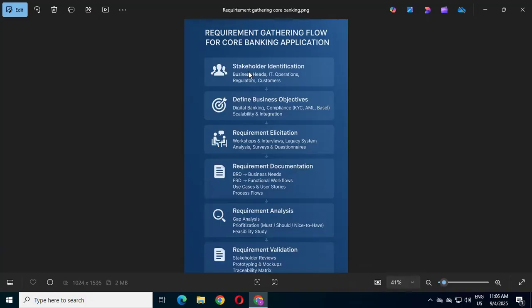So these are the flow processes you will find when we are working on the requirement gathering for our example called core banking, as we have taken.